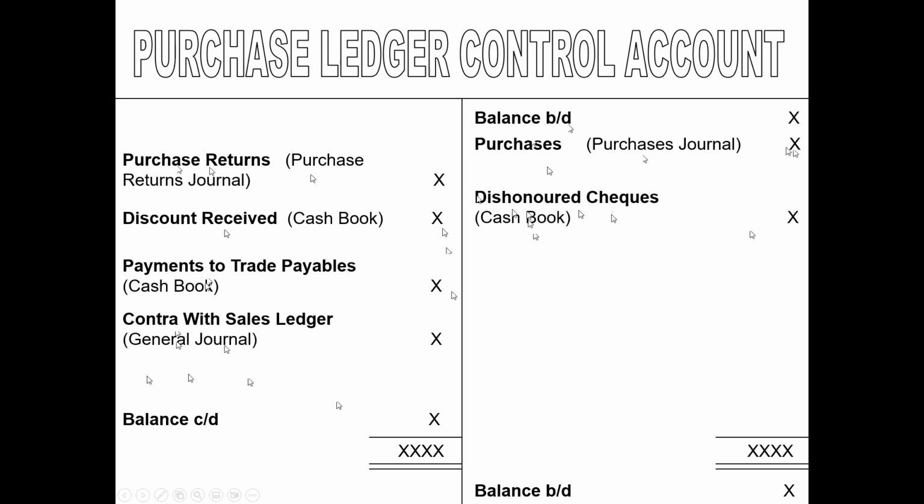If we had to write off any balances for another reason, we're not going to get irrecoverable debts with the purchase ledger, but maybe we've written off a balance. Maybe the supplier has gone bankrupt and nobody's chased us for payment. Then that would come in on the debit side.